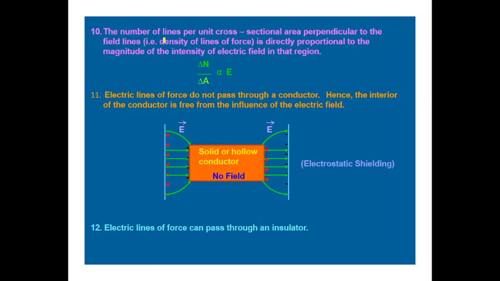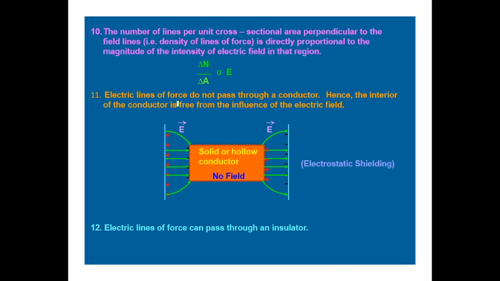The number of lines per unit cross-section area perpendicular to the field lines, that is, the density of lines of force, is directly proportional to the magnitude of the intensity of the electric field in that region. So dN by dA, the number of lines of force per unit area, is directly proportional to the electric field in that region.